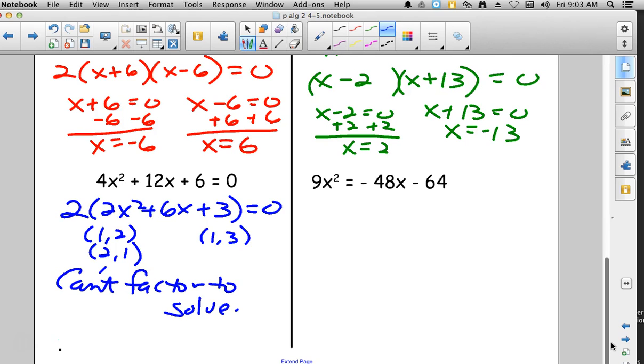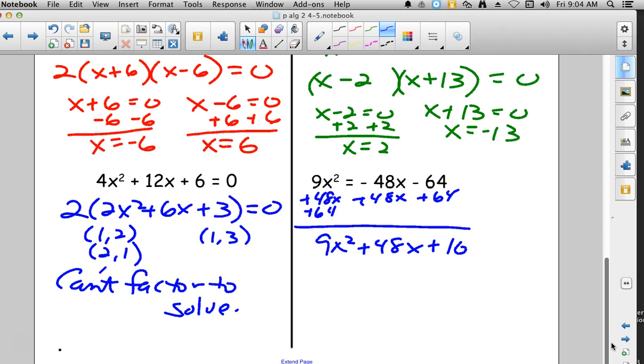So some people would say, hey, let's move that 9x squared over, but what's going to happen if I do that? I got a negative first term, so I'm not going to do that. I'm going to add the 48x and add the 64 to both sides. Now, I already heard somebody saying it's a perfect square. You're absolutely right, but remember, the first thing to check is always, can we make it smaller?